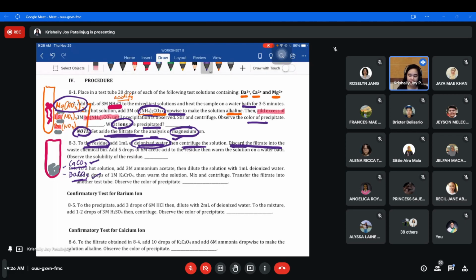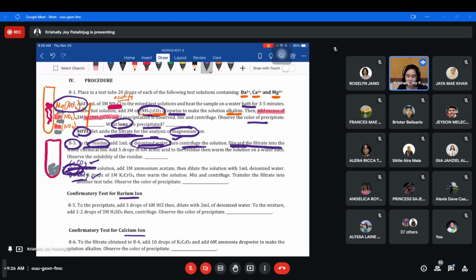Now, to test the barium ion and calcium ion later on, we first need to separate them. These precipitates contain the ions of calcium and ions of barium. Since they are still in one precipitate, we cannot confirm each unless we separate them first. So we must separate the calcium ion from the barium ion. That is procedure 3 and 4, the separation of the calcium and barium ion.